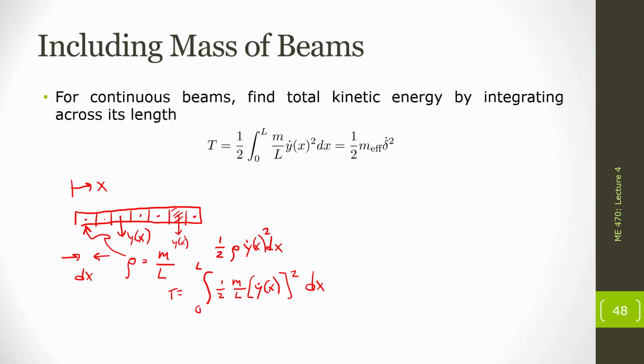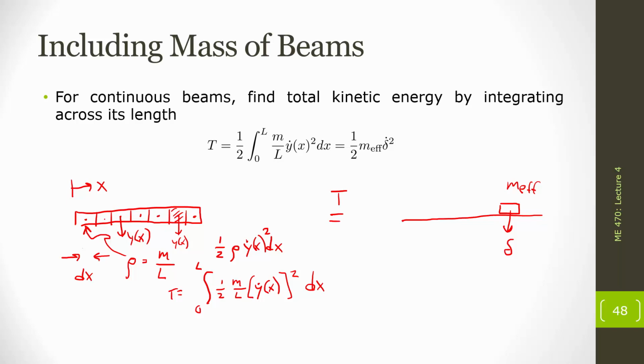Now, what's the goal here? What I want to get to is I want to treat it like a massless beam with all of it. Let's just say that this is where we are interested in having our degree of freedom, which we'll call delta. I want to know what should the effective mass be where these two systems are going to have the same kinetic energy.